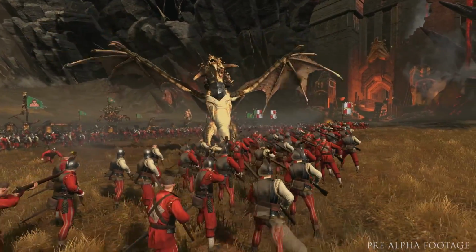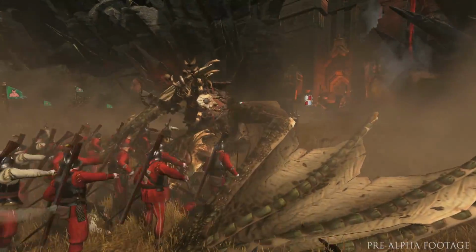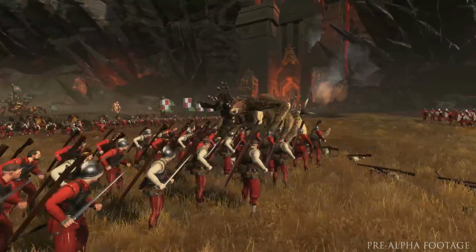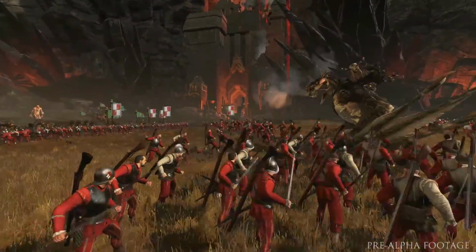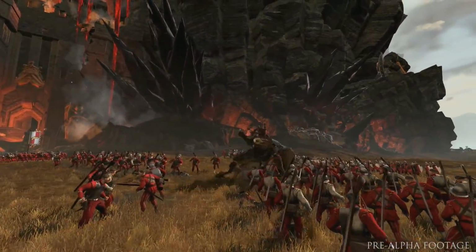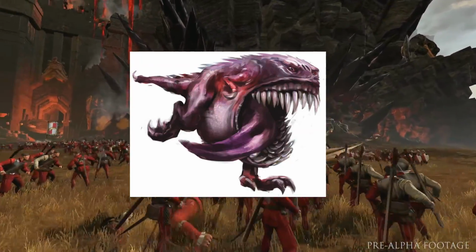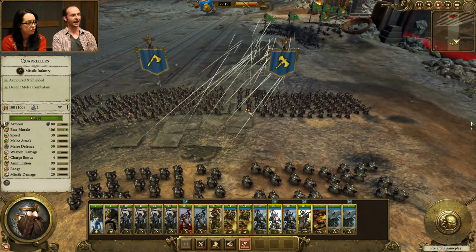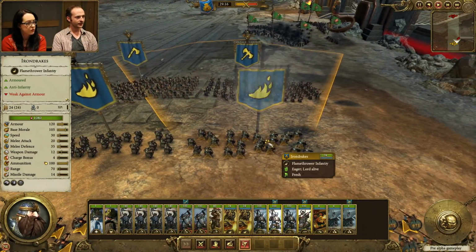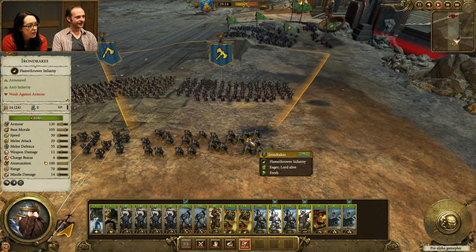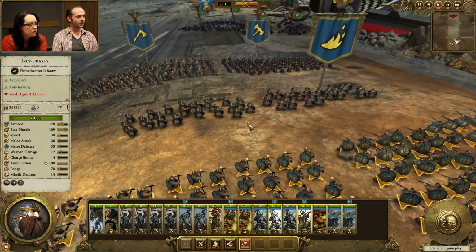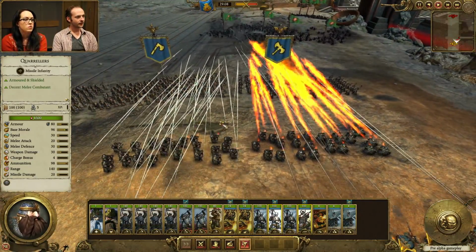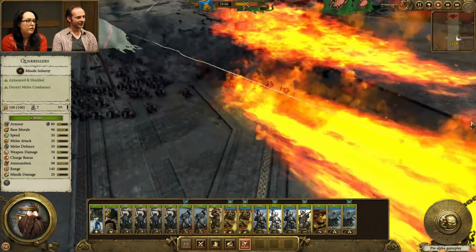Orcs, on the other hand, have tons of monsters. They have giant spiders ridden by goblins, they have trolls, they have giants, and the ferocious yet absolutely hilarious squigs. Dwarves really don't have any monsters whatsoever, and by the way, they also don't have any cavalry. But to make up for that, they have the gyrocopters, a ton of really good effective artillery, and very hardy, very difficult to kill infantry troops.